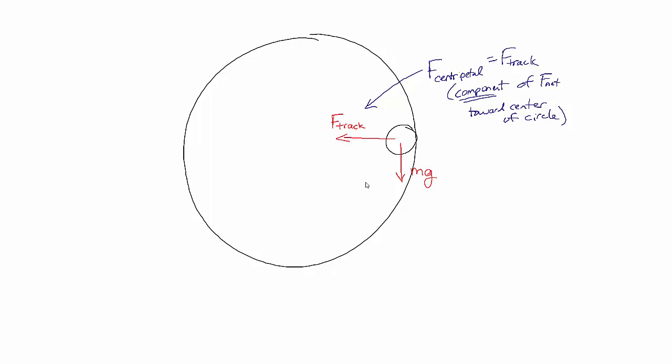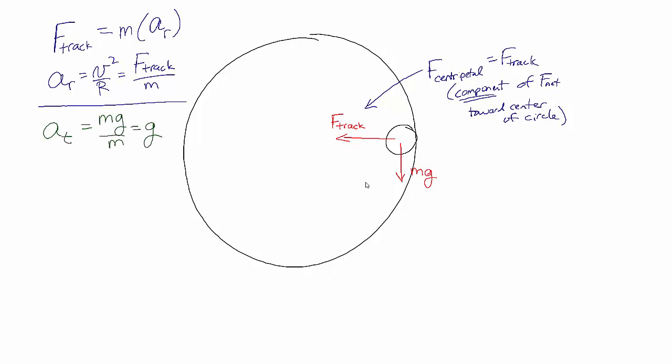In this problem, the only force that's acting towards the center of the circle is the force of the track. So the force of the track is that net force towards the center of the circle. It's the component of the net force towards the center of the circle. And so that net force is going to cause the component of the acceleration towards the center of the circle, that centripetal acceleration or radial acceleration. The radial acceleration is v squared over r, and that acceleration is going to be the force of the track divided by m. The tangential acceleration is going to be the force that's tangent to the circle, which is the force of gravity, mg, divided by m. So the tangential component of the acceleration is g, free fall acceleration.